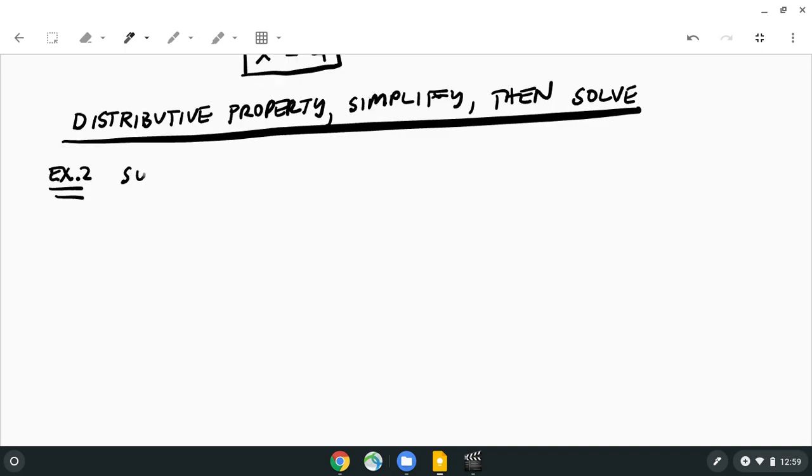Suppose that I have to solve d minus 3 times d minus 7 equals 2 times 4d plus 10. Okay, so here we have to do the distributive property over here, and we also have to do the distributive property over here.